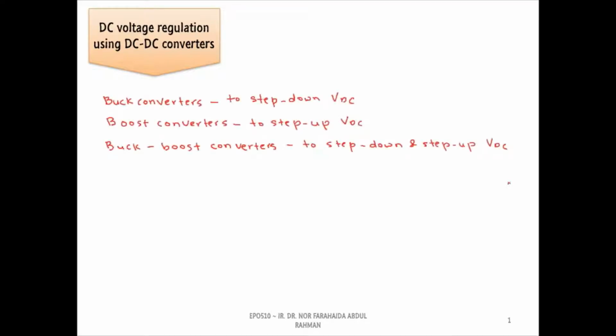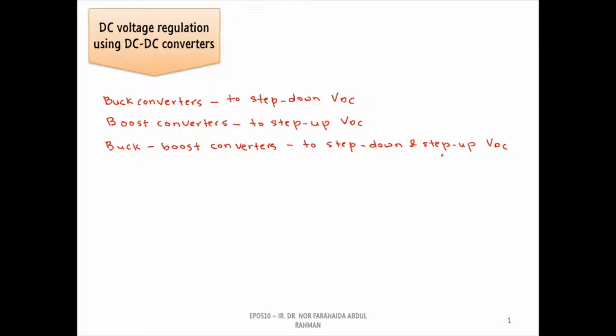Assalamualaikum and selamat sejahtera. In this video, we will discuss DC voltage regulation using DC-DC converters, also known as DC-DC choppers. There are three types of DC converters: buck converters to step down the input DC voltage, boost converters to step up the voltage, and buck-boost converters to perform both step down and step up functions.